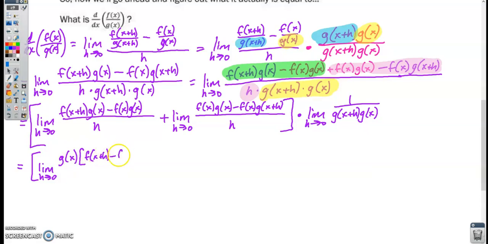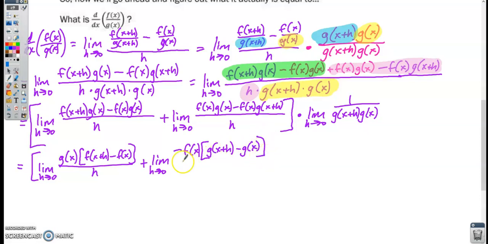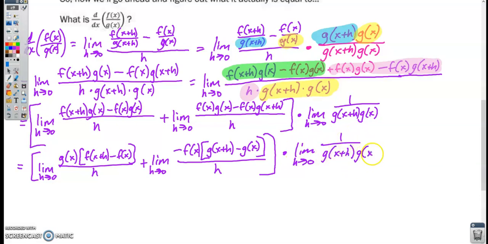And that leads us to this limit right here. And in the second one, we're going to factor out a negative f of x. Now you'll see in a second the reason why I factored out the negative f of x is because then it turns it into the familiar form that we've seen so many times now in the limit definition of the derivative. And so we've got that going on right now.